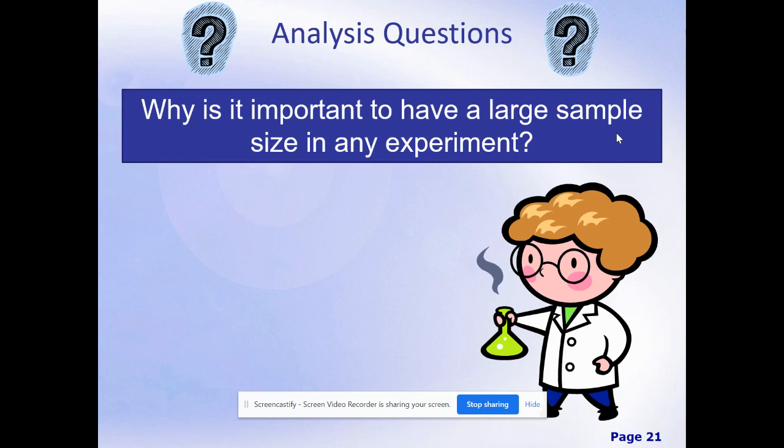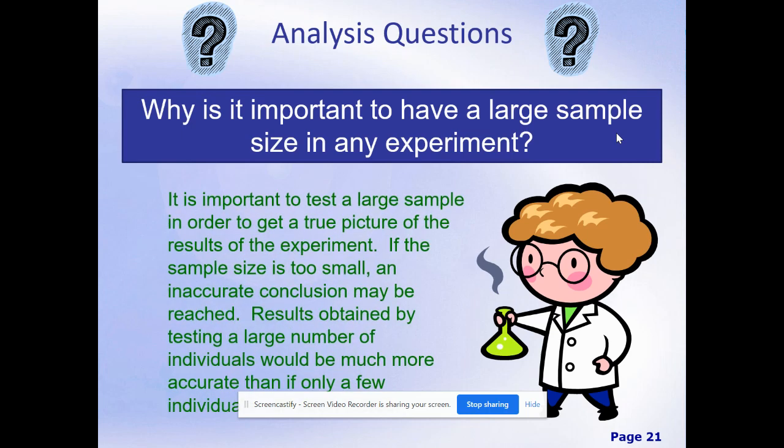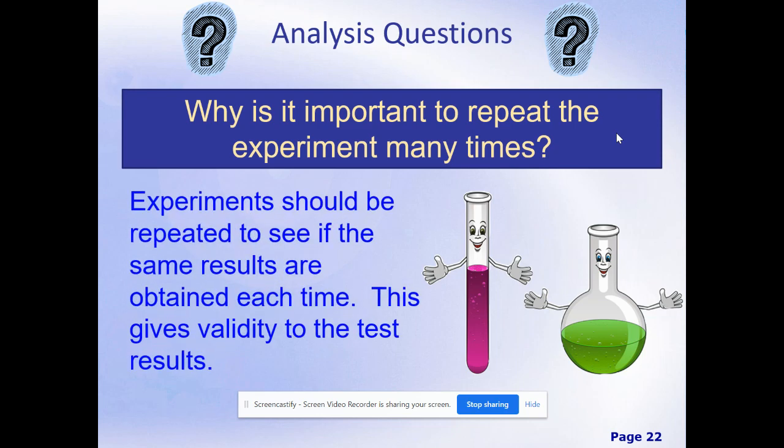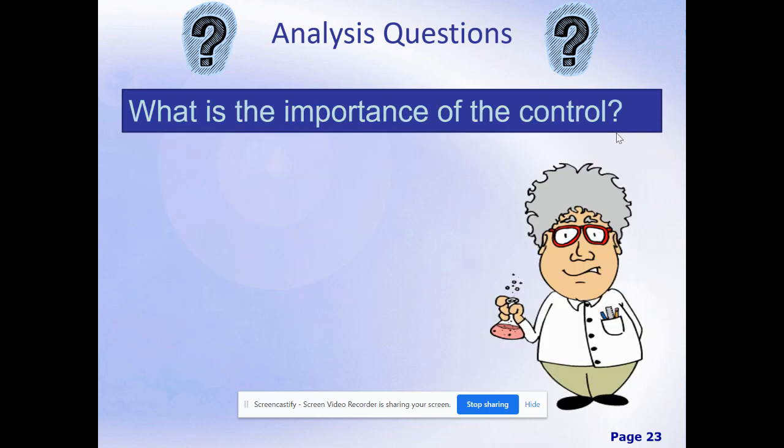So now let's look at our analysis questions. Why is it important to have a large sample size in any experiment? In experiments, it's important to have a large sample size in order to get a true picture of the results. If it's too small, our results may be inaccurate. Testing large numbers of individuals increases the accuracy of our experiments. Why is it important to repeat the experiment? Experiments should always be repeated to see if you get the same results each time. This gives validity to the test and makes it more accurate.